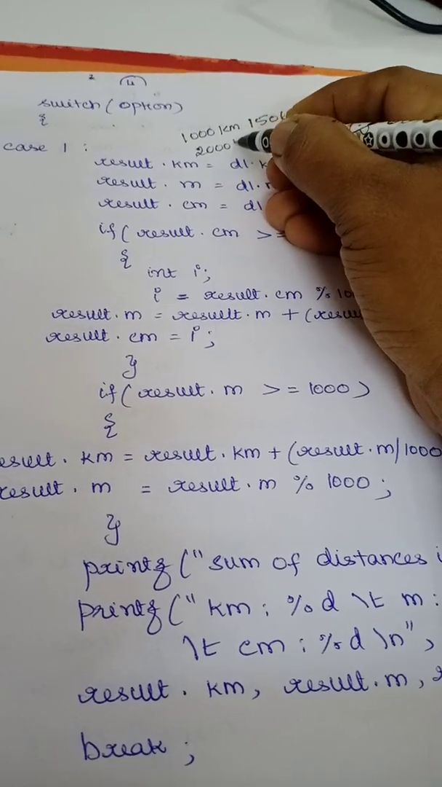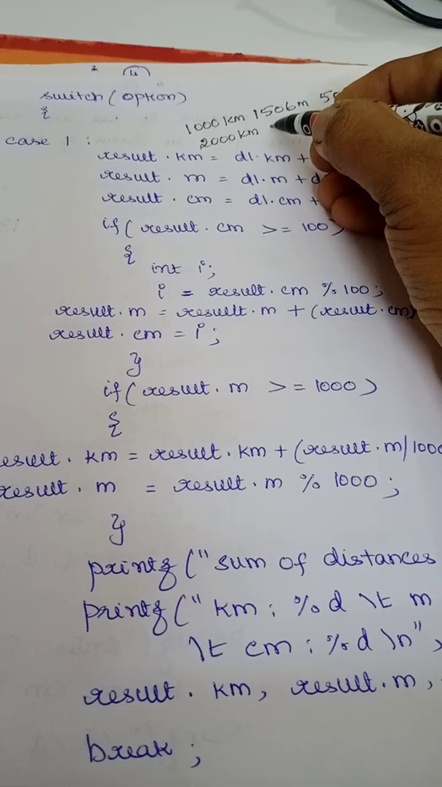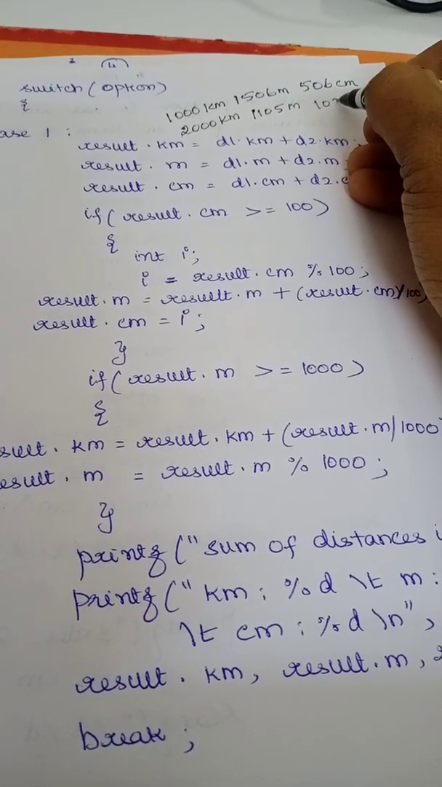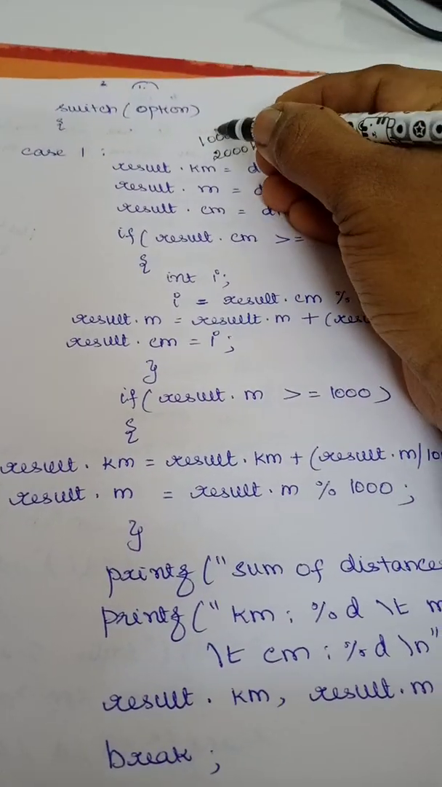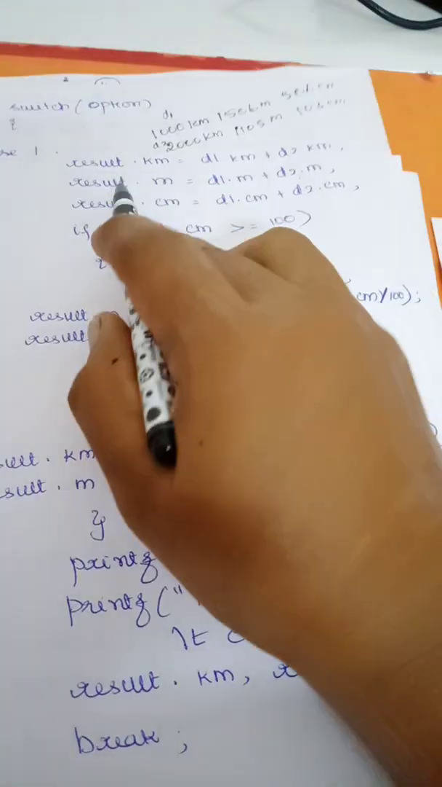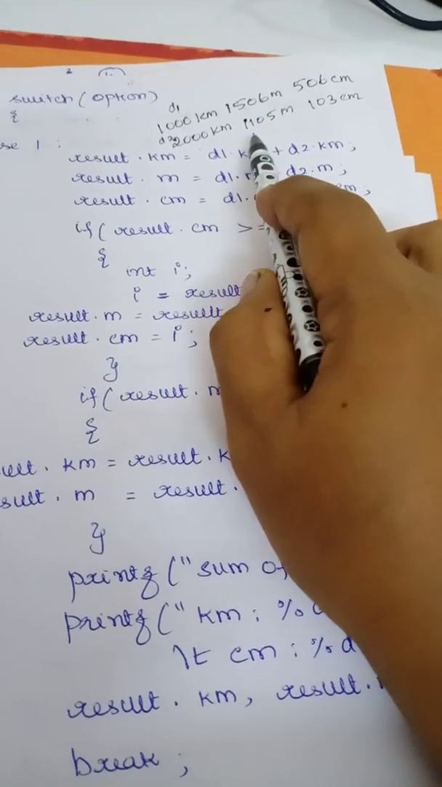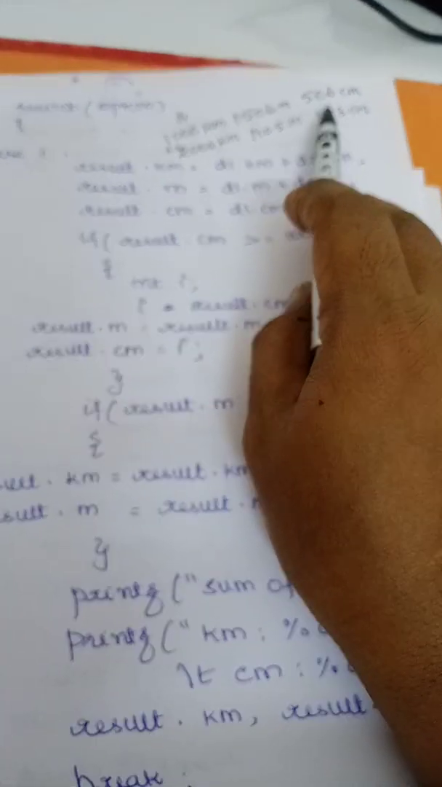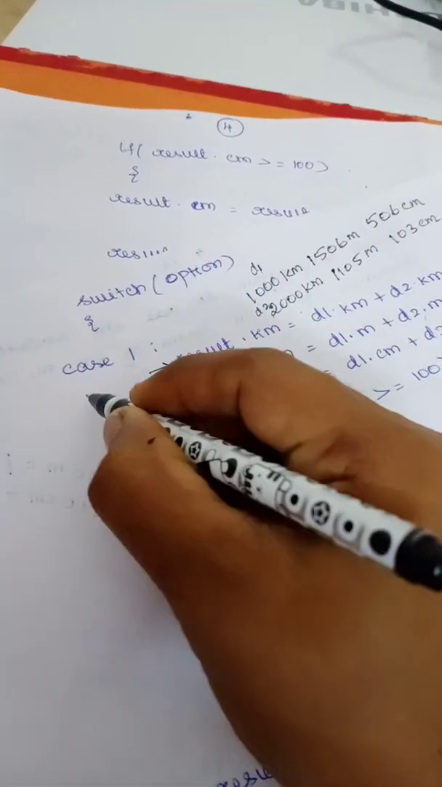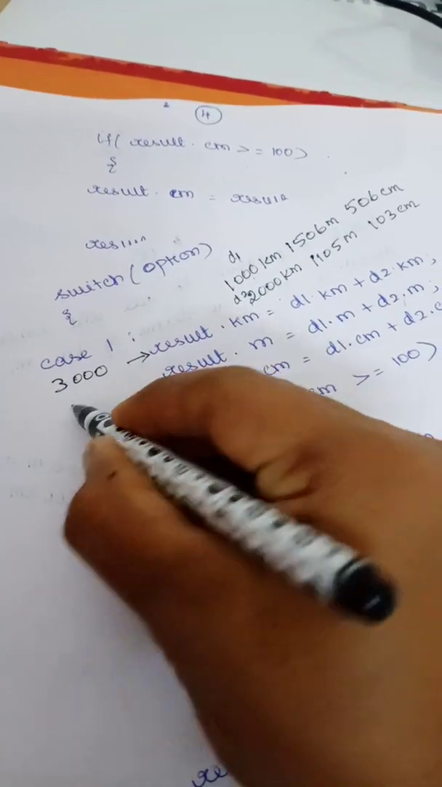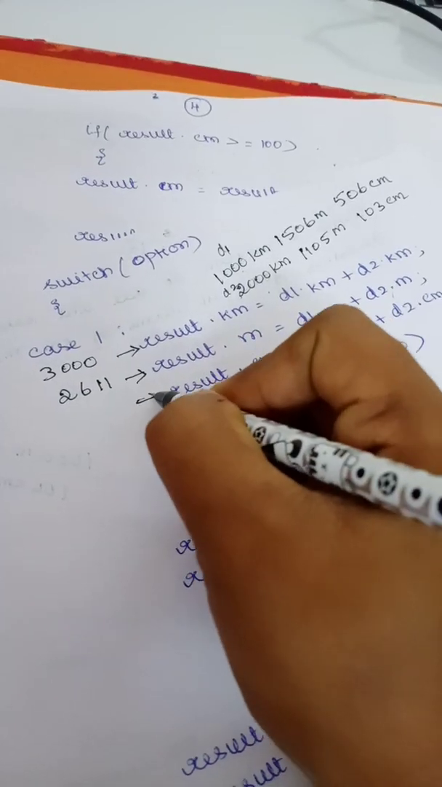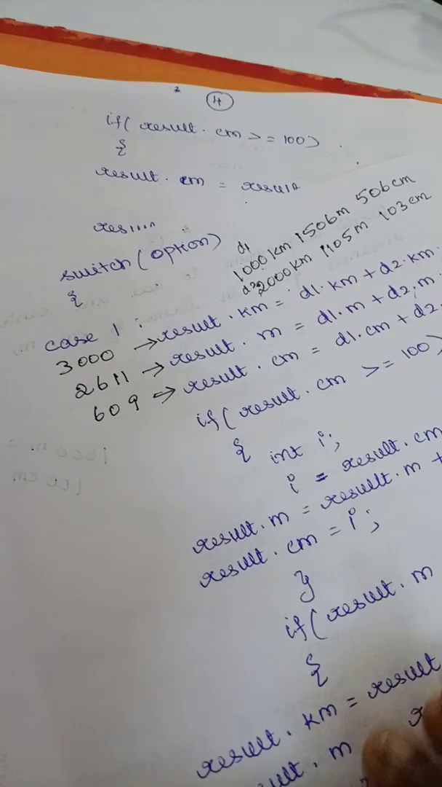So let me give the second distance as 2000 kilometer, and here let it be 1000 something. This is going to be my D1 and this is going to be my D2. I will add 1000 plus 2000 and store it in result. Similarly 1506 meter plus 1105 I will add and store. Similarly here 506 plus 103 I will add and store in centimeter. So what is the answer? I will have 3000, then 2611, and then 906.